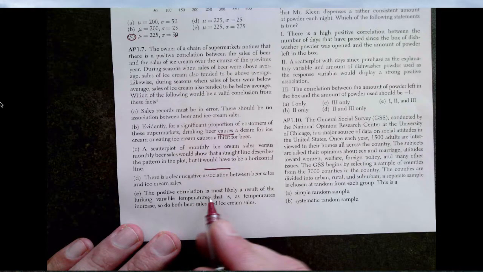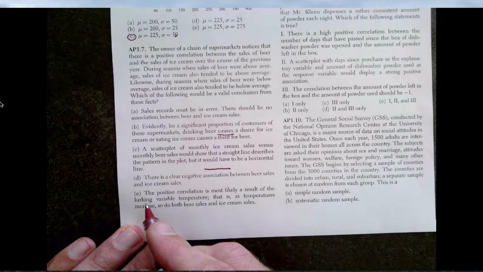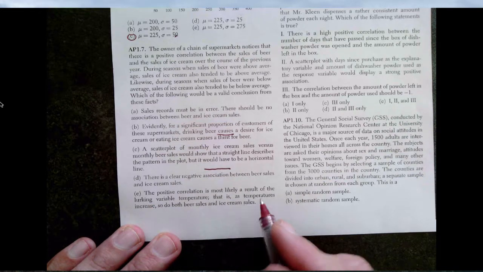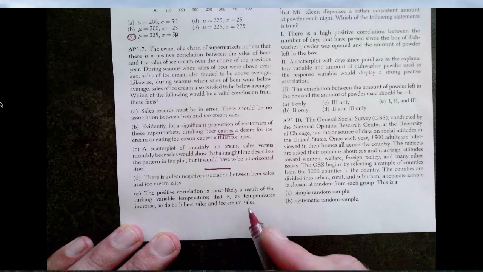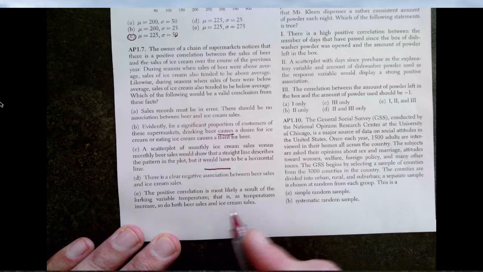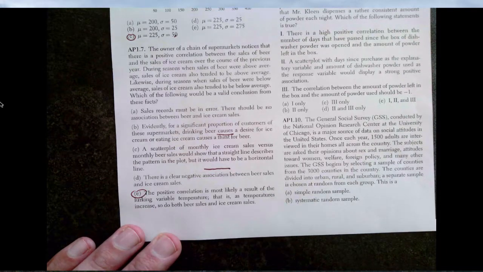The positive correlation is most likely a result of the lurking variable temperature. Remember that a lurking variable is a third thing going on in the background, causing the other two to change. That is, as temperatures increase, so do both beer sales and ice cream sales. So we're talking in the summer. So beer and ice cream sales go up in the summer as temperature goes up. That is true. E. All right.